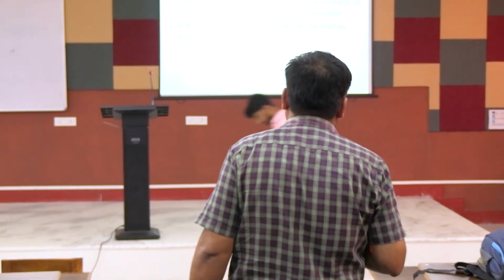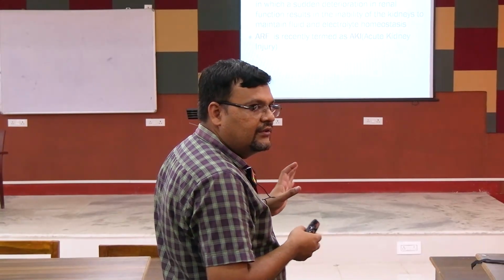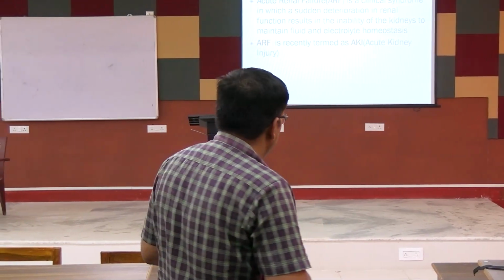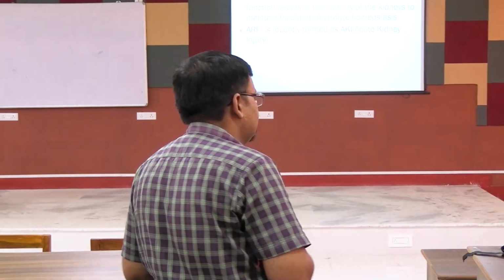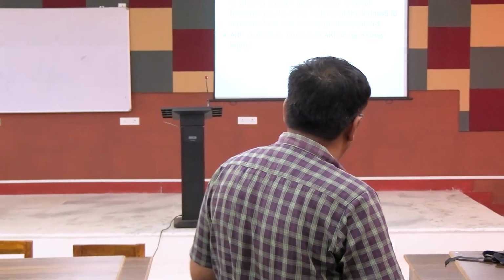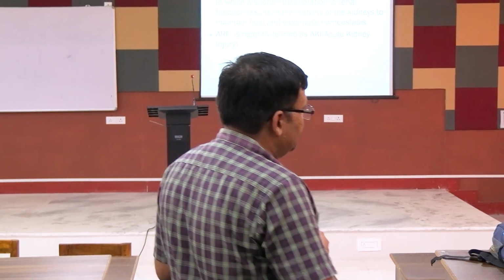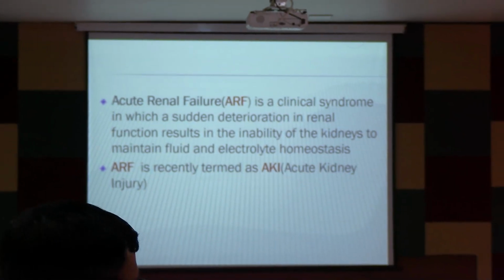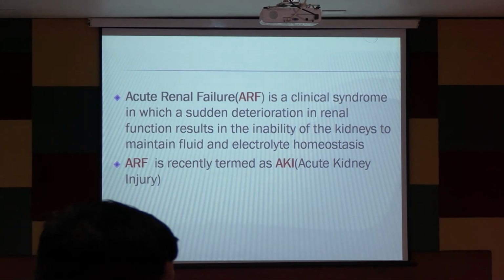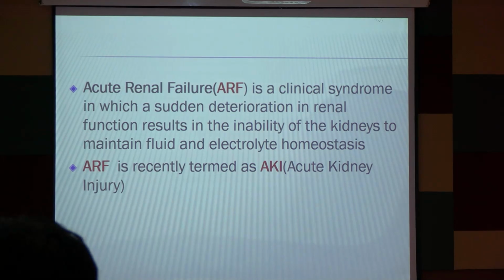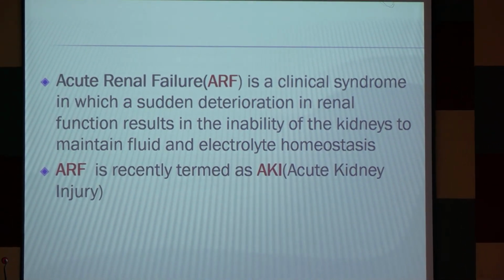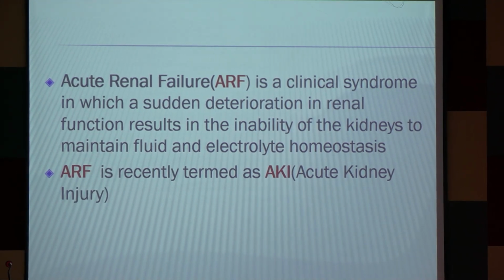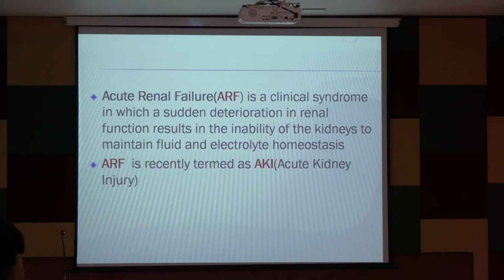So, what is acute kidney injury? Acute renal failure is a clinical syndrome, not a specific disease but a group of diseases, in which there is a sudden deterioration in renal function. What is kidney function? The main kidney function is to maintain fluid and electrolyte homeostasis in our circulation. So this is a clinical syndrome in which sudden deterioration of renal function results in the inability of the kidney to maintain fluid and electrolyte homeostasis. Because it can be reversed with treatment at the proper time and proper management, it is now called acute kidney injury.